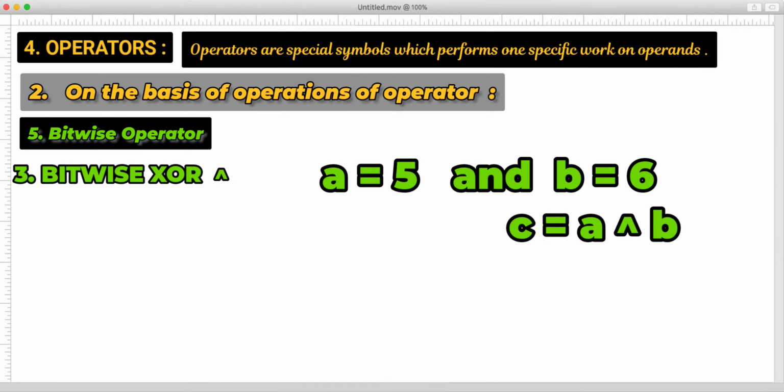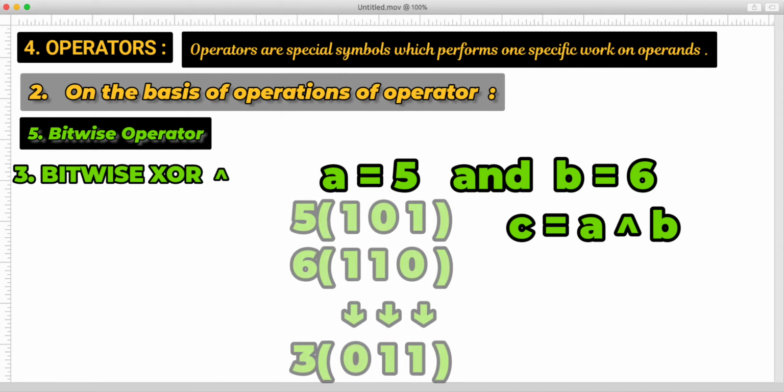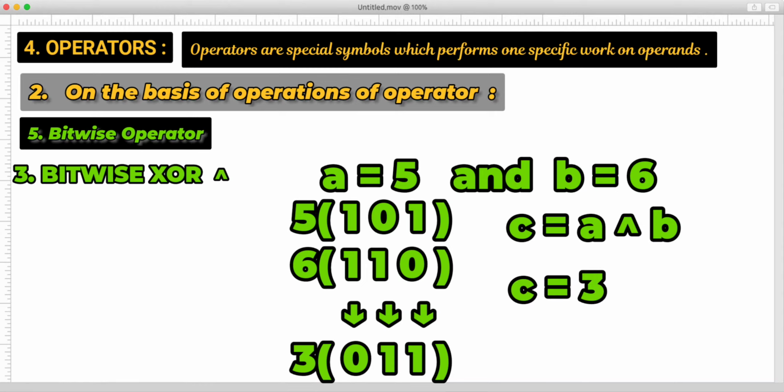Now here if we implement the XOR operator on every bit, we get 1 XOR 1 will be equal to 0 as both are true. Then 1 XOR 0 will be equal to 1 as one of them is true. Then 0 XOR 1 will also be equal to 1 as one of them is true. So the resultant we get here is 0 1 1, and the decimal equivalent of 0 1 1 is 3. So the value of C here will be 3.